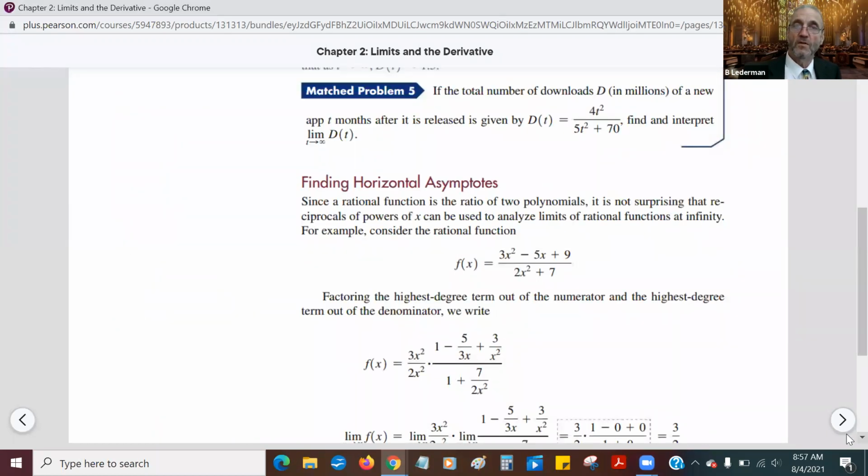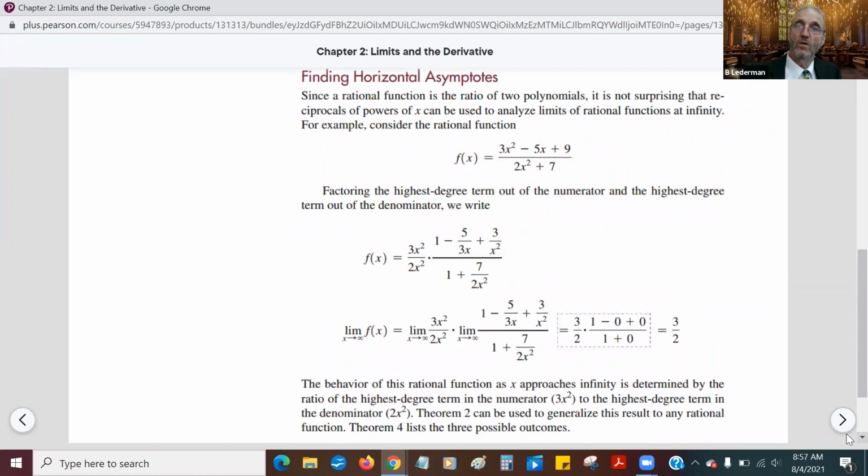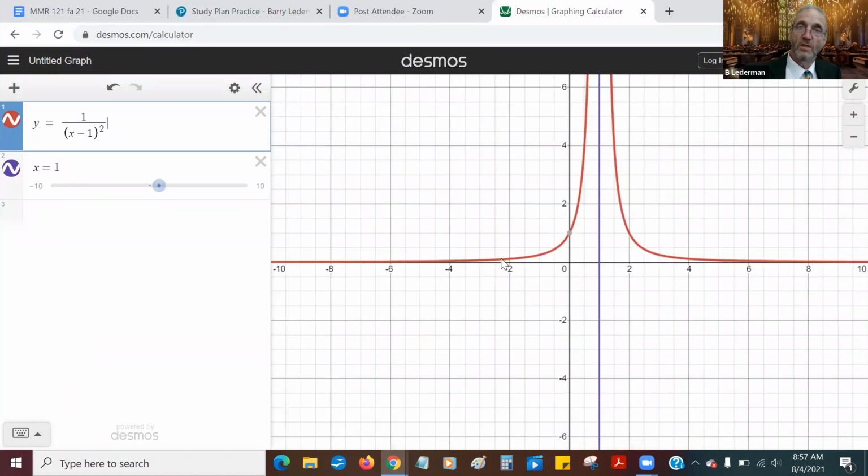Okay, let's look for some horizontal asymptotes. Well, a horizontal asymptote is the limit as x goes to infinity. So in this case over here, the horizontal asymptote is the x-axis. What's the equation of the x-axis? That's y equals 0.